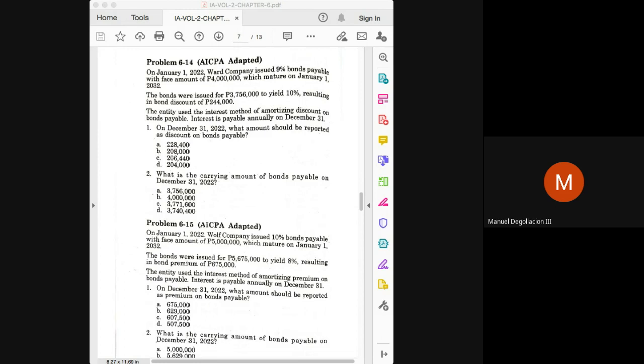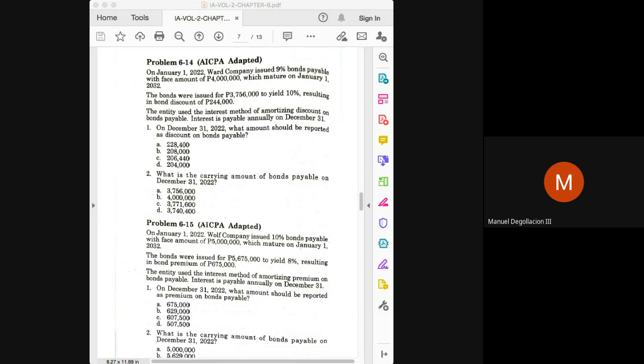Another commonly asked question here would be, of course, the carrying amount for the subsequent periods. How much is the carrying amount of the bond at the end of the first year? How much is the carrying amount of the bond at the end of the second year? So on and so forth. And in relation to that, another possible question that is commonly asked would be, how much is the remaining discount or premium on the bond?